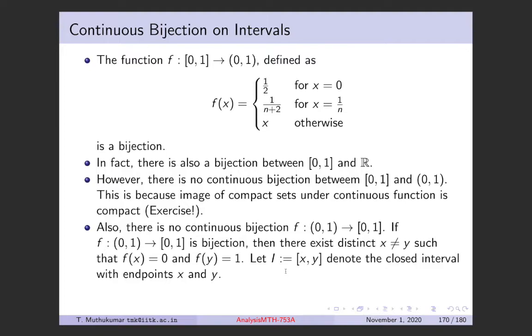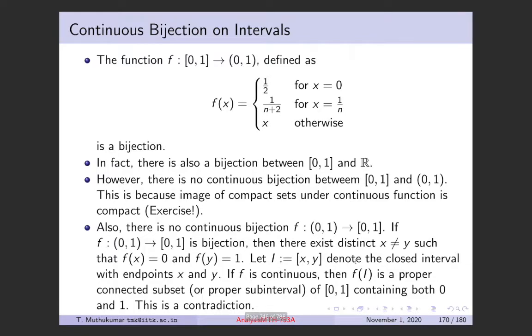If you look at this interval I, its image will be a connected subset of the closed interval [0, 1], which will contain both 0 and 1, because x is mapped to 0 and y is mapped to 1. A connected proper subinterval of [0, 1] which contains both 0 and 1 is not possible, because the interval containing both 0 and 1 is actually [0, 1]. So this is a contradiction. So our assumption that this bijection was continuous is false.